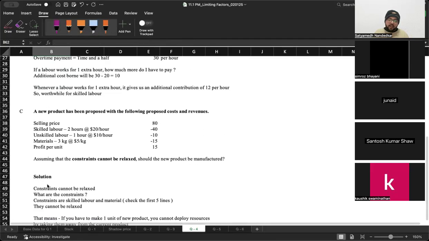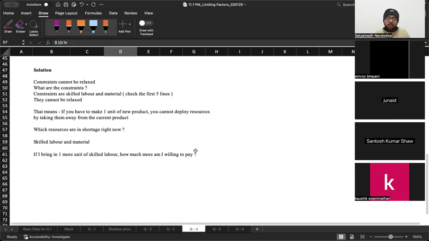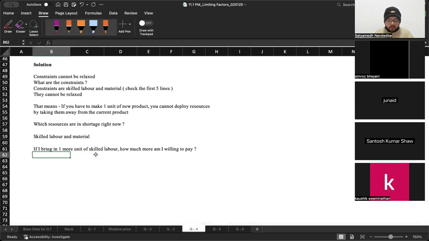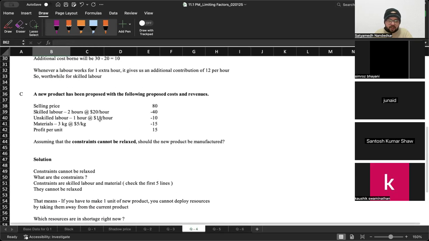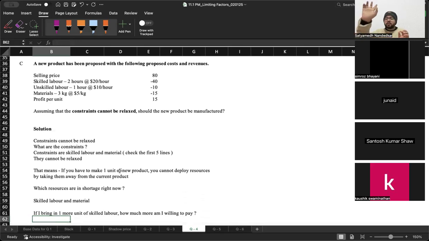Now आपने कैलकुलेट किया था कि शैडो प्राइस, now calculate नहीं किया था, it was given to you that the shadow price of skilled labor is 12 per hour, which means when you bring in one more unit of skilled labor, you will get an additional contribution of 12 per hour. ठीक है, मैक्सिमम आपको additional contribution मिल सकता है 12. So how much more are you willing to pay? So you will have to pay the normal rate of 20 per hour, and over and above that, how much more are you willing to pay? Maximum you can pay is 12.